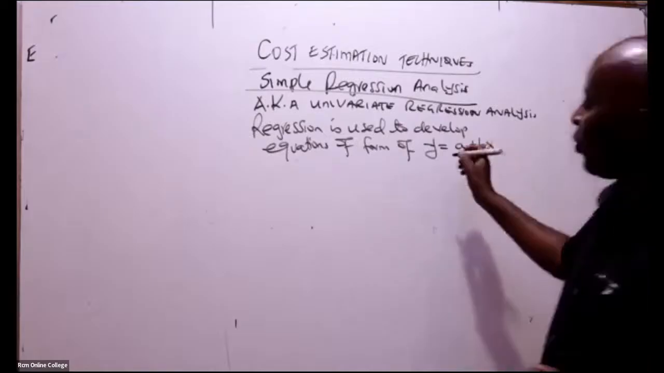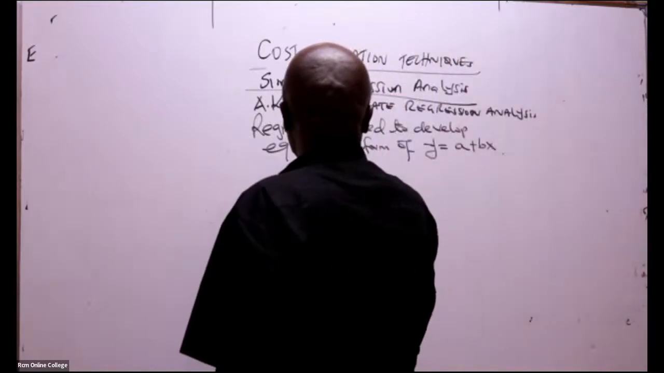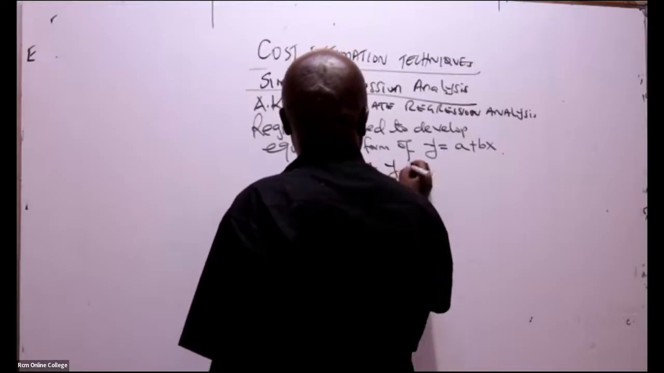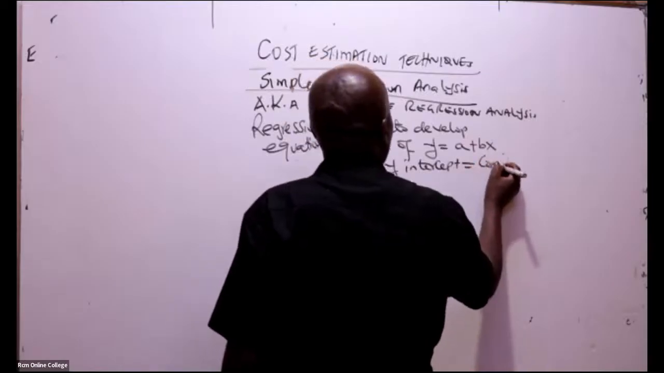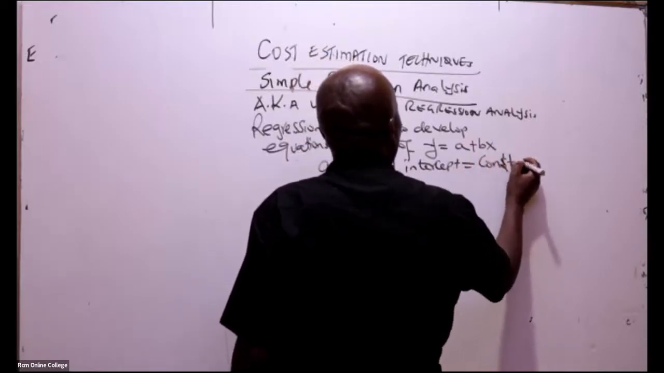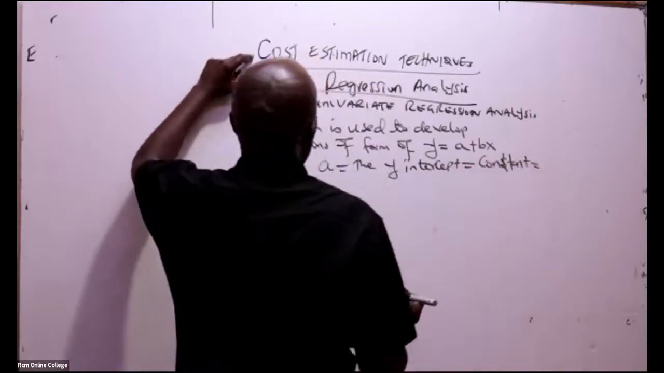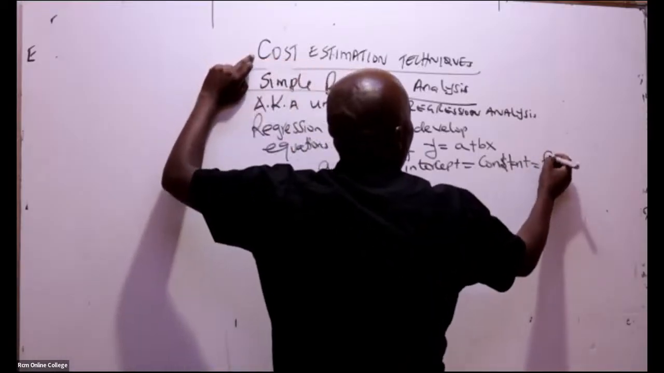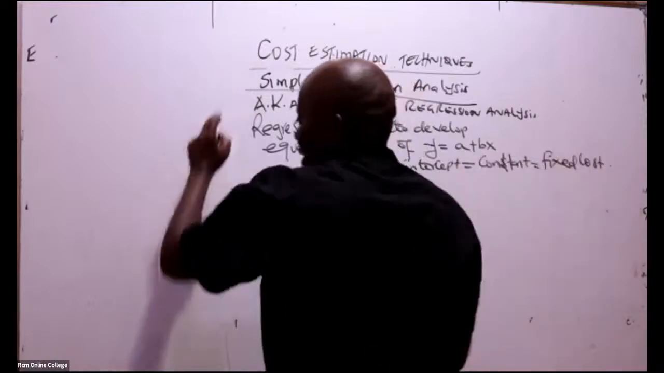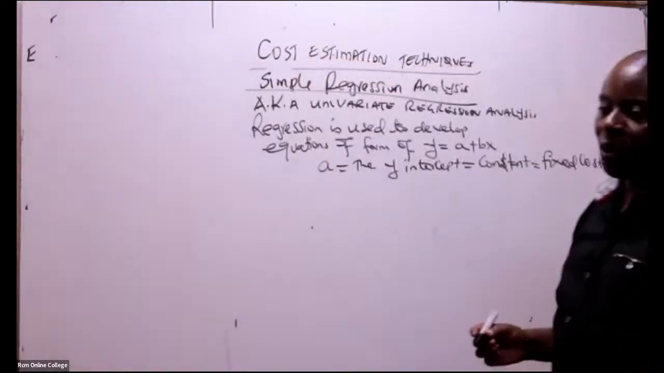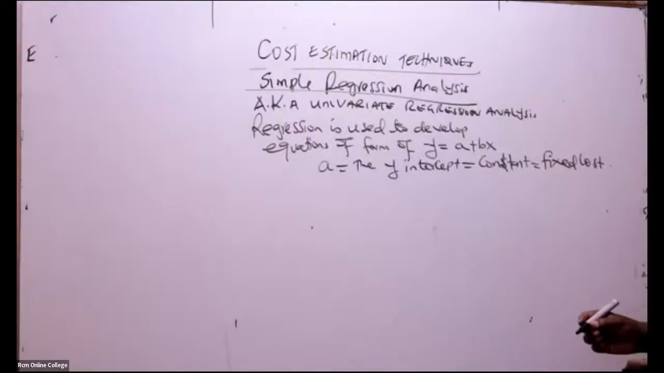Where, if you remember very well, a is the intercept. So this is the y-intercept. The y-intercept will be our constant. In terms of cost estimation, this will be fixed cost. That is A. All right.